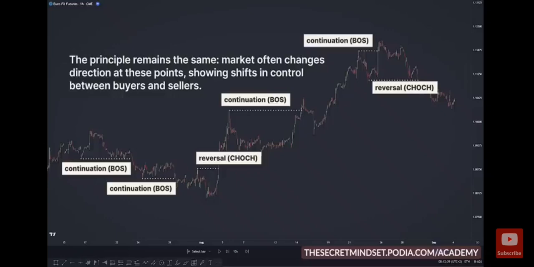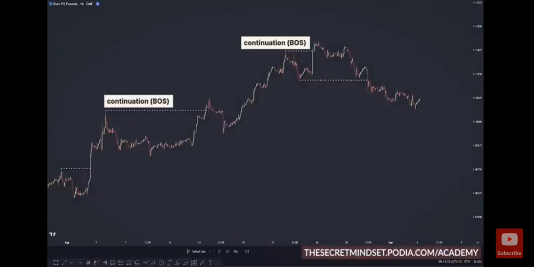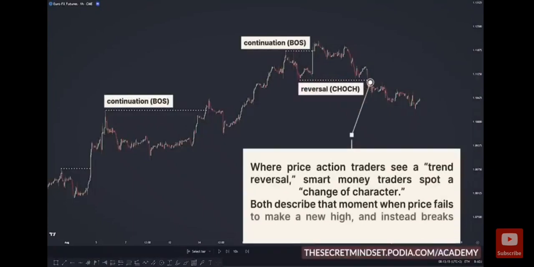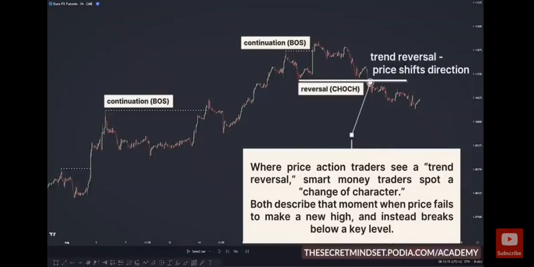Where price action traders see a trend reversal, smart money traders spot a change of character. Both describe that moment when price fails to make a new high and instead breaks below a key level. This horizontal line on both sides marks this key turning point. In price action, this represents a support level that, once broken, signals trend reversal. Smart money concepts call the same level a change of character when price shifts direction.